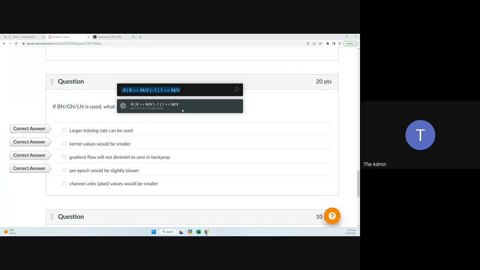Anyone? In case of 8 and plus minus 8, in case of plus minus, it will have it higher, right? Now let's again think in one more direction. Let's say our channel values are between -8 and 8. Think about the kernel here.